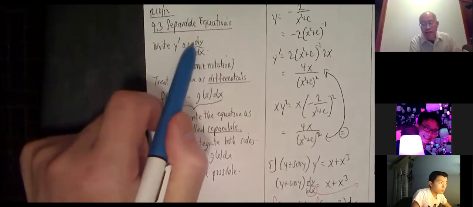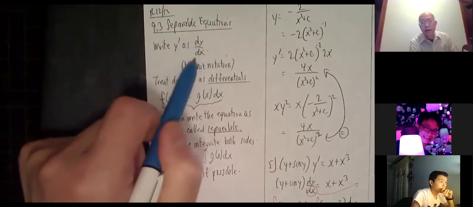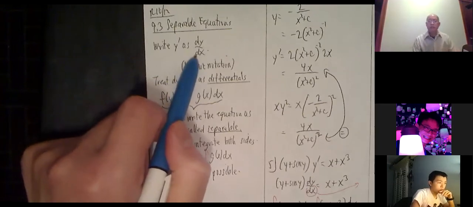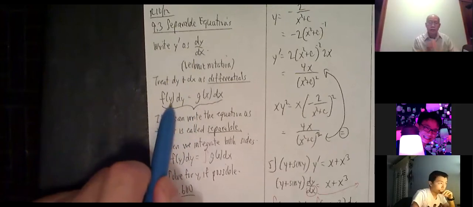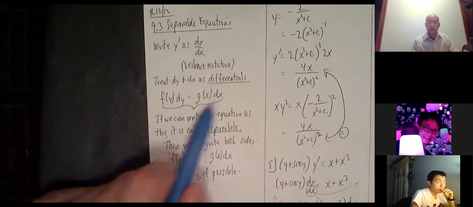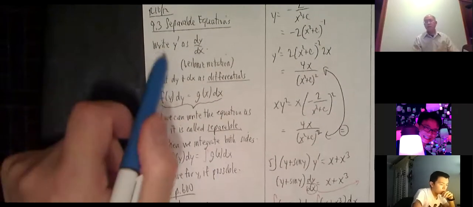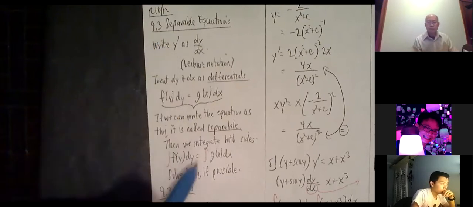I mean, you can think of dy as delta y, where delta y is really, really small, and dx is like delta x, where delta x is really, really small. By algebra, get all the y's on one side with dy, and all the x's on the other side with dx. If you can do that, it's called separable. As you might imagine, all the problems in 9.3 are separable. Otherwise, they wouldn't give it to you.